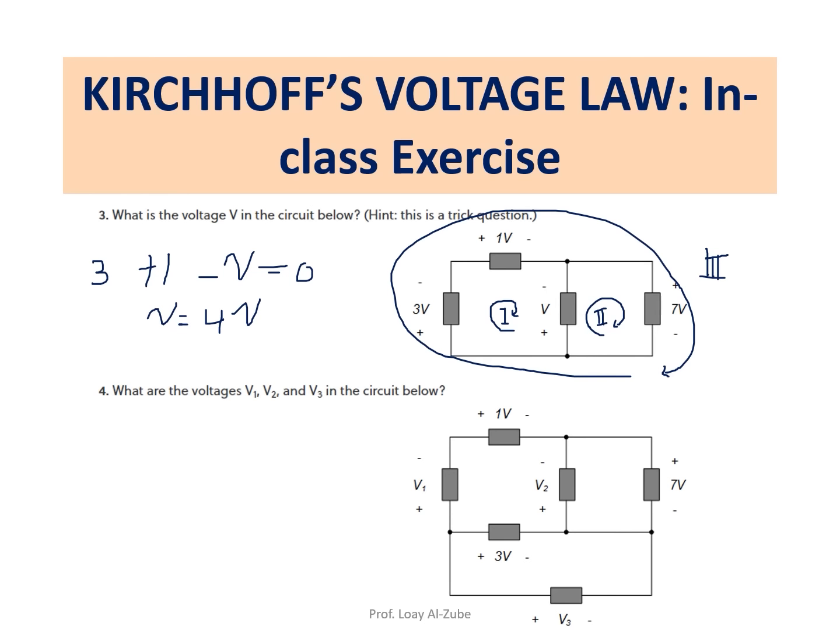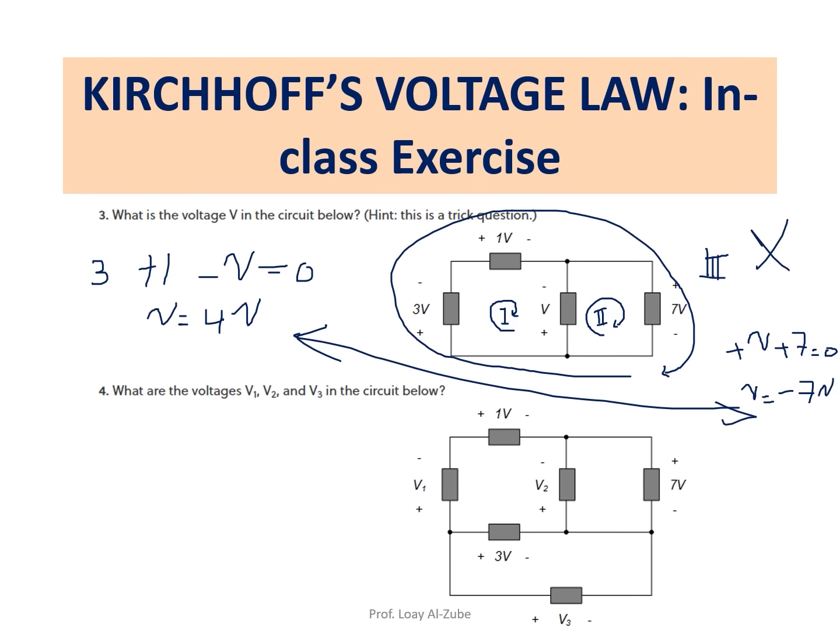In loop 2, what do I have? Plus V plus 7 should equal 0, correct? Is there anything else? No. So V here equals minus 7 volts. That's a no-no. We can't have that, which means that nothing is going to flow in the circuit. No current, no volt, no nothing. That's also a fault.